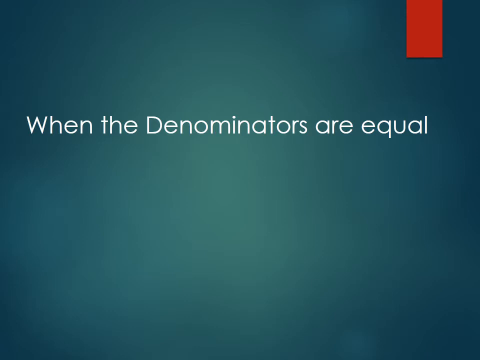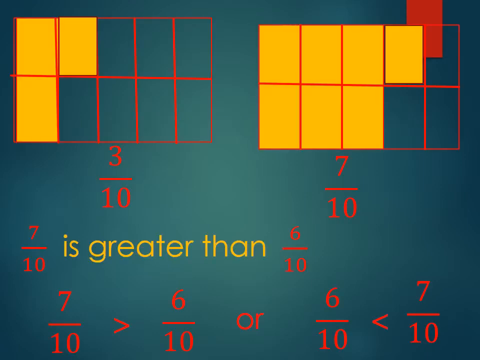When two fractions are given with equal denominators, see these two diagrams. The first diagram shows 3 over 10. The second diagram shows 7 over 10. Here there are no calculations. From this diagram you can decide this is the larger fraction. Therefore we can say 7 over 10 is greater than 3 over 10.